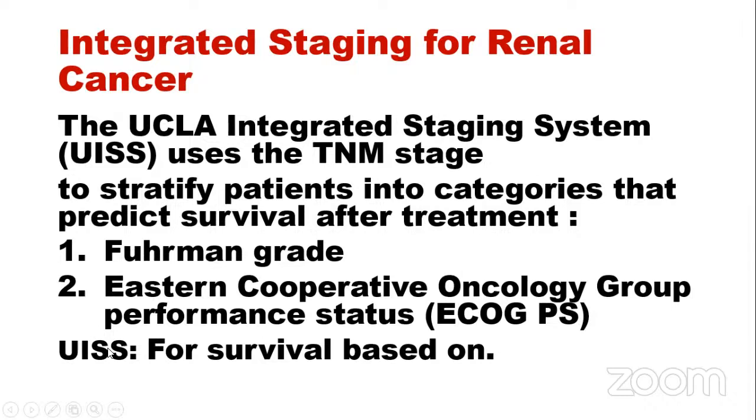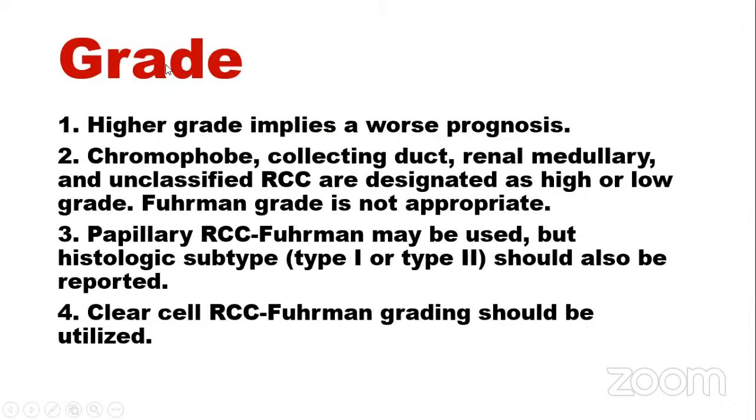So the UISS is for surveillance. This is the predicted survival after treatment. We will use the Fuhrman grade and the Eastern Cooperative Oncology Group Performance Status, known as ECOG, for survival after treatment. For staging, the UCLA integrated staging system uses the TNM staging. The UISS is also for survival based on the grade.